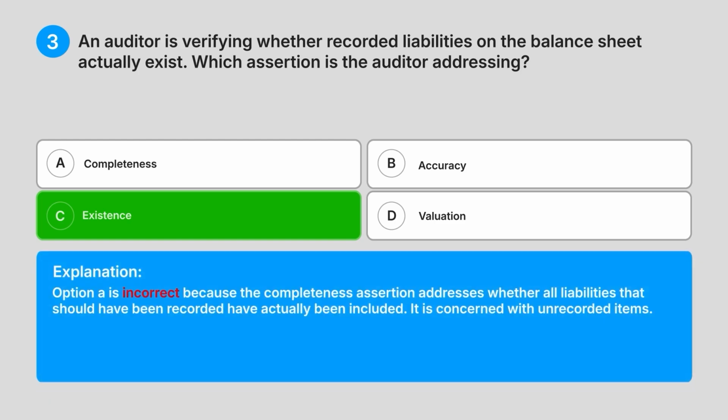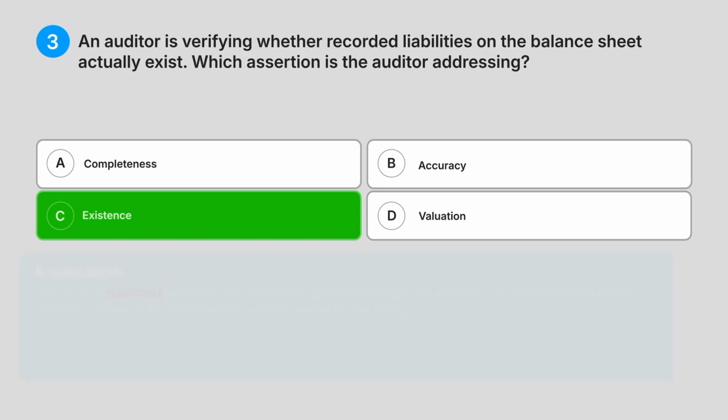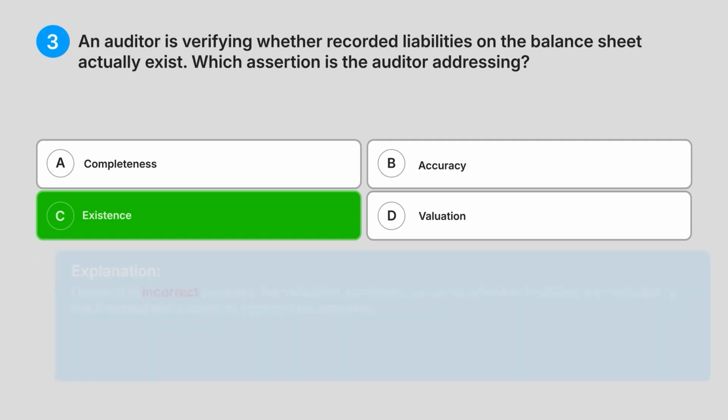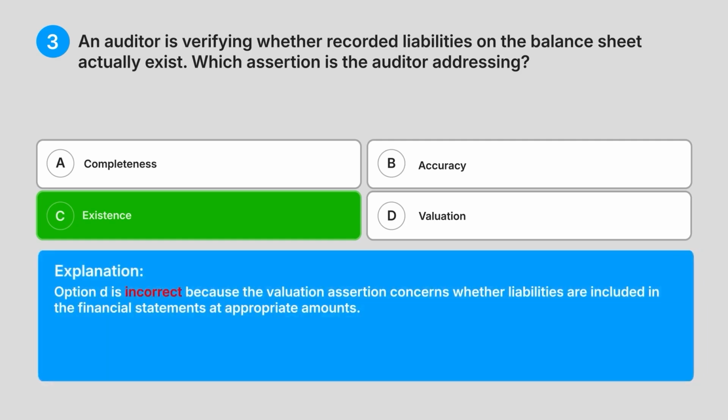Option A is incorrect because the completeness assertion addresses whether all liabilities that should have been recorded have actually been included. It is concerned with unrecorded items. Option B is incorrect because the accuracy assertion relates to whether the amounts and other data concerning the liabilities have been recorded correctly. Option D is incorrect because the valuation assertion concerns whether liabilities are included in the financial statements at appropriate amounts.